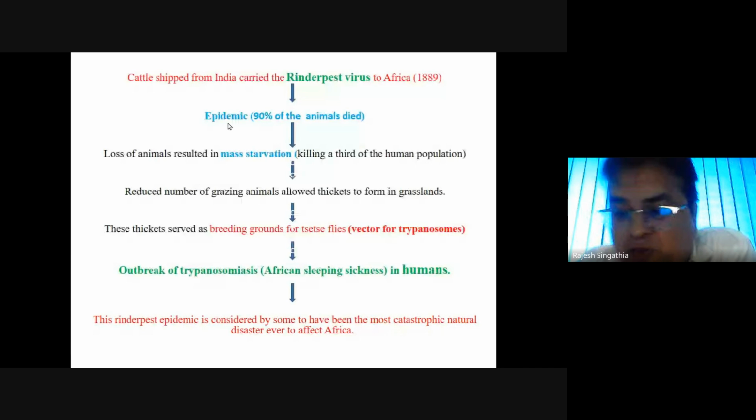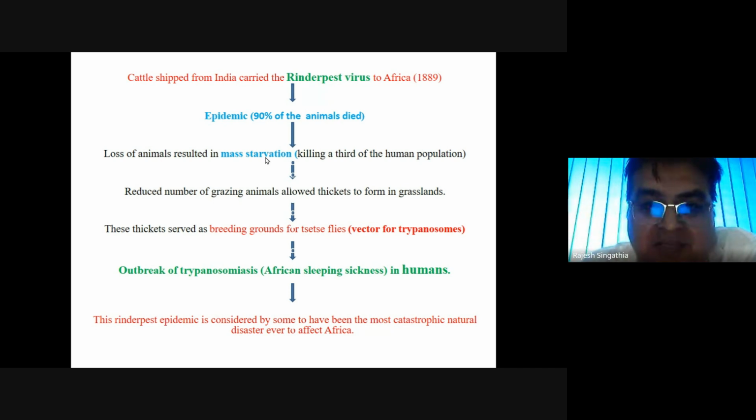Initially, approximately 90% of the cattle in sub-Saharan Africa died, as well as many sheep and goats. Wild buffalo, giraffe, and wildebeest populations also died. Due to the loss of these draft animals, domestic livestock, and wildlife, there was mass starvation, killing one-third of the population of Ethiopia and two-thirds of the population of Tanzania. So there was mass starvation of human beings.